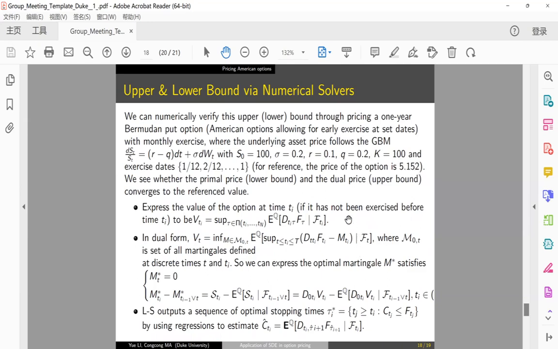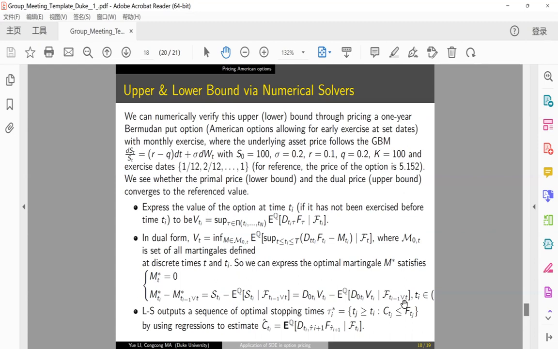So we can do the following. First we express the value of the option at time t_i to be V_{t_i}. Then, in dual form, it can be reflected as the infimum over all this class of M_0, of the expectation, where this is the discretized set of martingales. So we can break this optimal martingale as M star, which satisfies 0 as initial time, and the difference of this optimal martingale has very nice closed-form solutions.